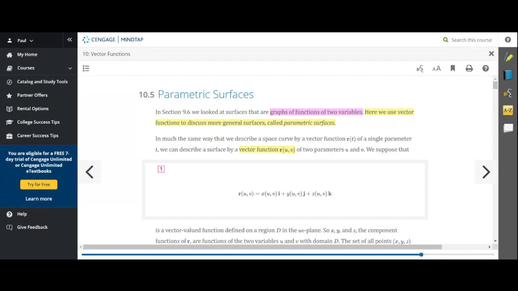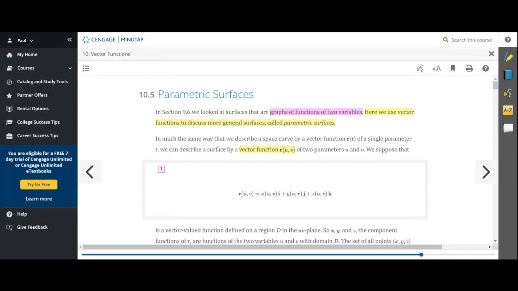Okay, so you've learned that some surfaces can be easily represented by a function of two variables. Like, for instance, a paraboloid, z equals x squared plus y squared. Very easy to graph the surface. Z is a function of x and y. That surface is very nice to represent, as z is a function of x and y. But other surfaces are not easily represented as functions of x and y. And so we're going to use vector functions to discuss more general surfaces that we call parametric surfaces.